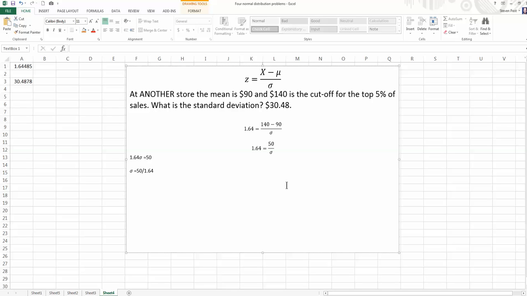So if you know the x, the mean, and the sigma, you can find z and you can find proportions. Or if you know the proportion, you can work backwards and find any of the x, the mean, and the sigma. I hope this helps.